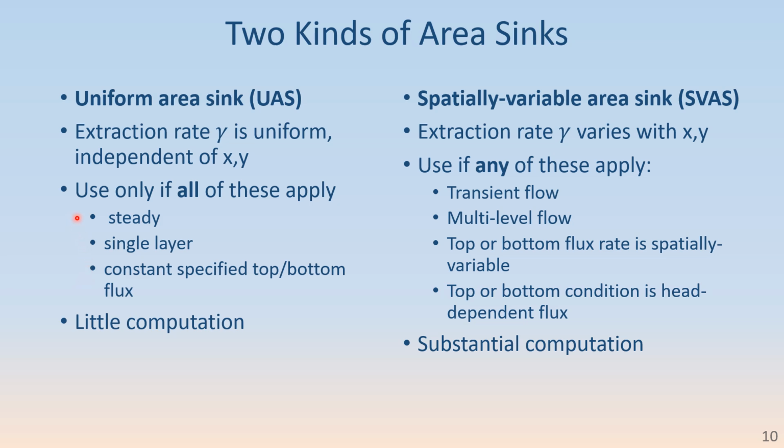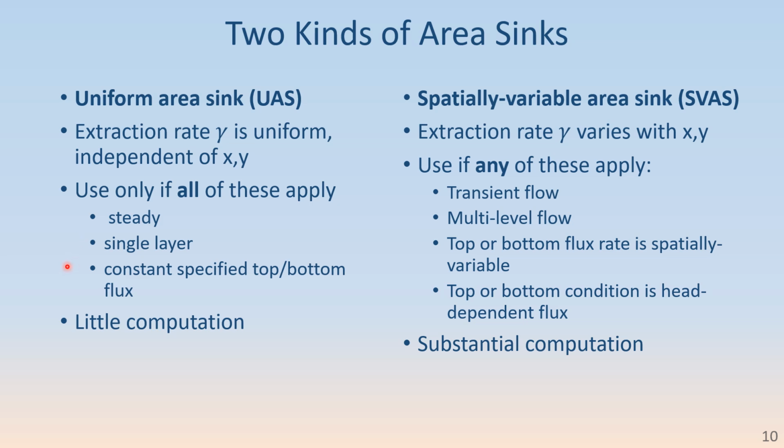It must be a steady state flow, not transient, because in transient flows, the fluxes in and out of storage are never going to be uniform. They're going to be high near features like streams and wells that are changing, and low elsewhere. It must be single layer. And that's because when you have vertical leakage between multiple layers, those are never going to be uniformly distributed, except in some absurd kind of a model. So any realistic model, multi-layer, forces you to use a spatially variable area sink.